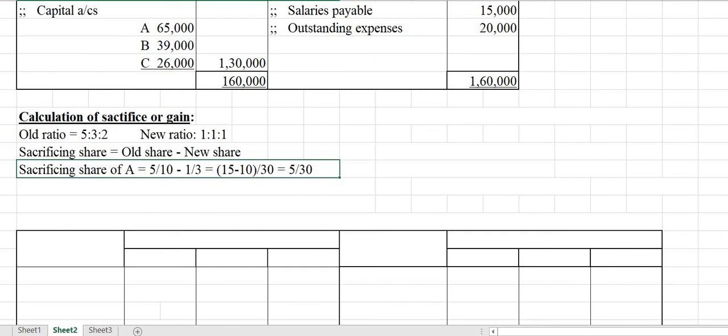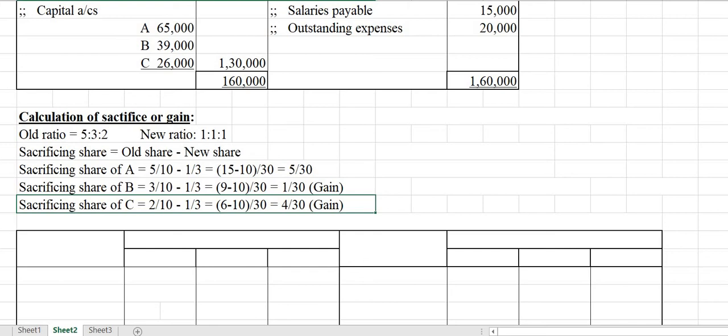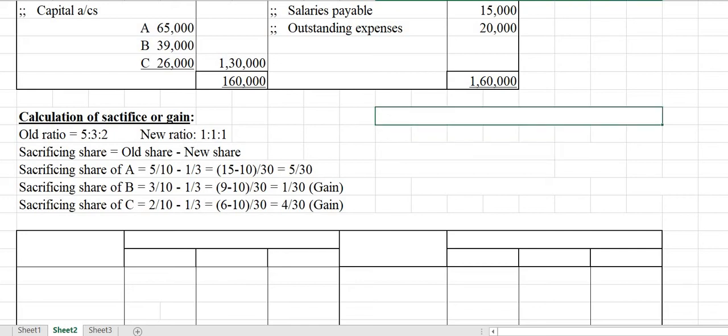So 15 minus 10 by 30 is equal to 5 by 30. And for B, old ratio 3 by 10, new ratio 1 by 3. So 9 minus 10 by 30, that means he is gaining 1 by 30 share. And for C, in the same way, he is also gaining 4 by 30. That means 1 by 30 plus 4 by 30, 5 by 30 is the sacrifice of A. So in that case, we can find out the treatment of goodwill.